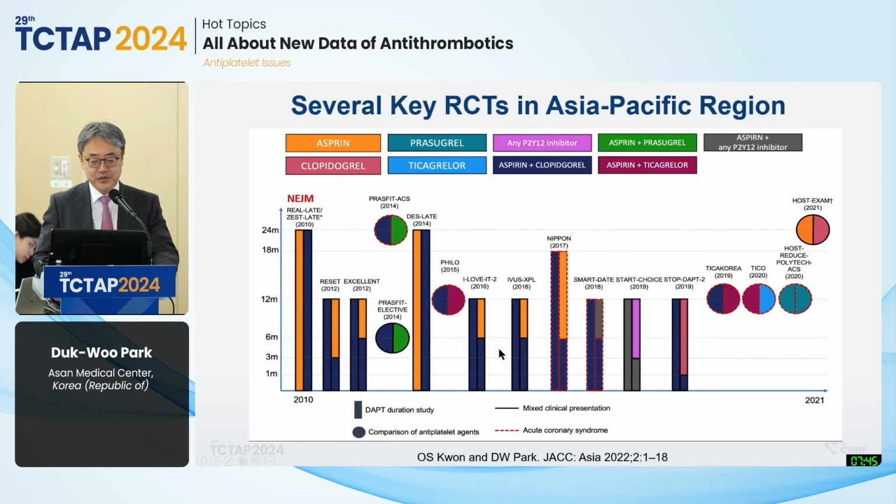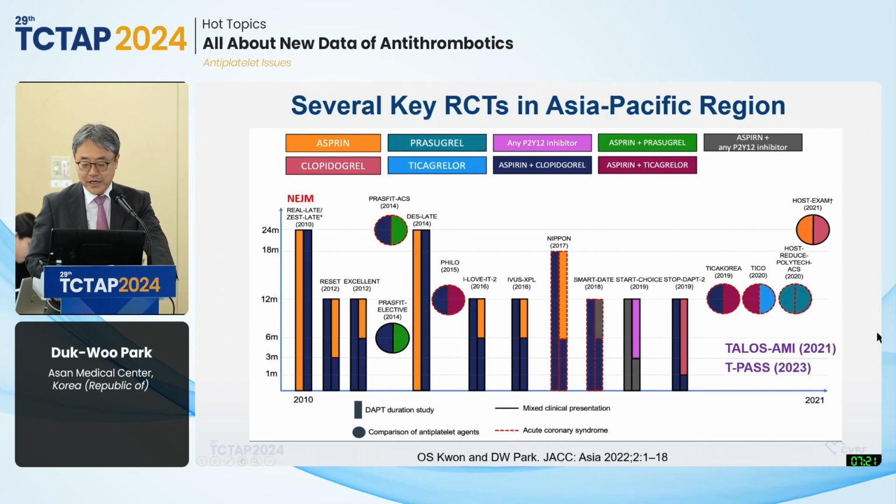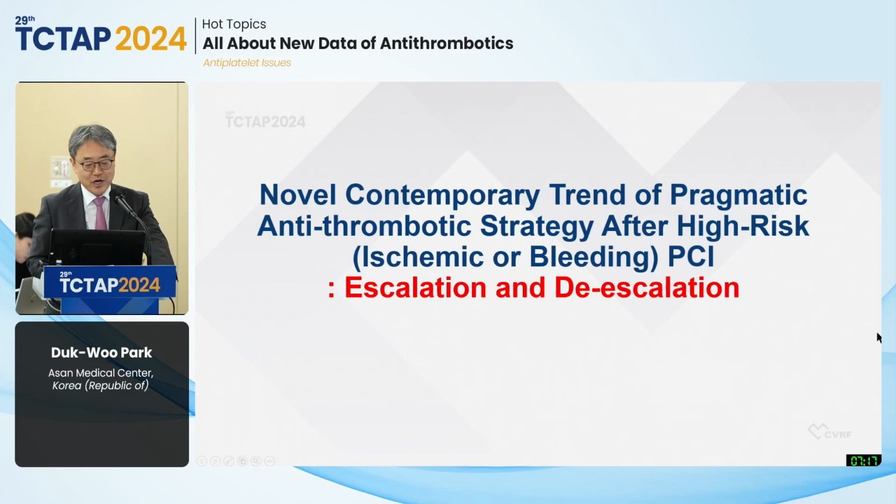This is my disclosure. The key randomized trials over the last 10 years were performed in the Asian Pacific region, and 15 years ago we published in the New England Journal of Medicine, and the RELAY trial. Until recently, a lot of clinical trials regarding intensity or duration were published, the TALOS-AMI in Lancet 2021, and the TPAS trial in Circulation last year, a TCT late-breaking trial.